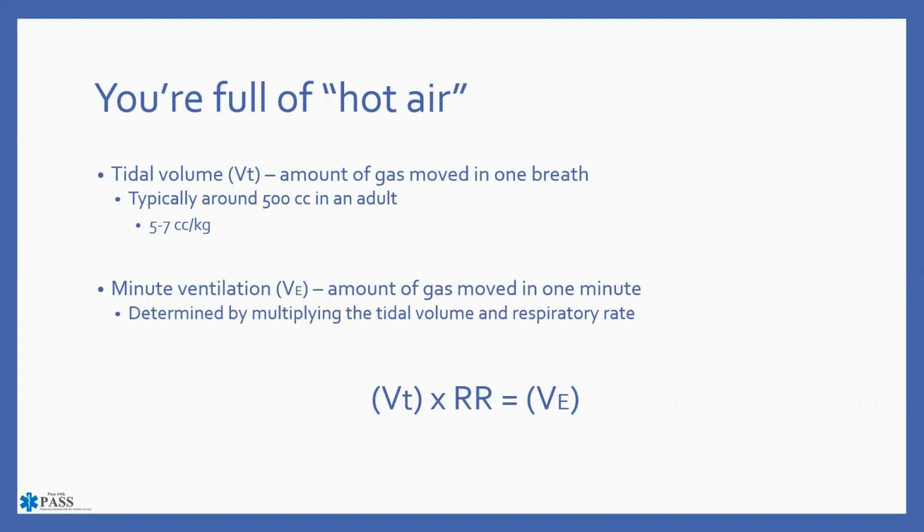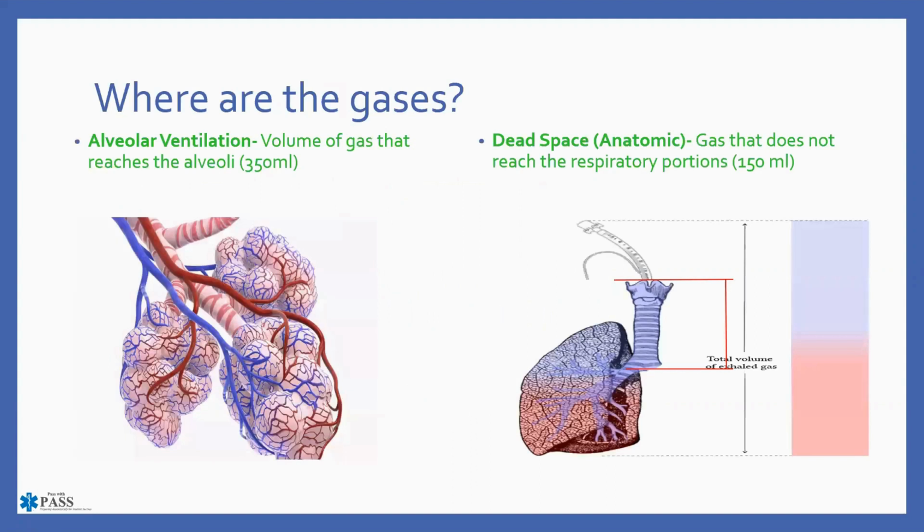Minute ventilation is the amount of gas that is moved in 1 minute, and this is determined by multiplying the tidal volume and the respiratory rate. So if you're in class, you're getting ready to take national registry or maybe a respiratory exam, you should probably know both of these from the national registry's perspective. So tidal volume, about 500 cc's in an adult, and then minute ventilation is just how much gas we're moving. So you have to take your tidal volume, which is typically 500, and then you multiply that by however many times a minute they are breathing. So 500 times 12 or 500 times 15, whatever that situation would be. And then obviously you could come up with your answer pretty easily with that knowledge. So where are the gases located?